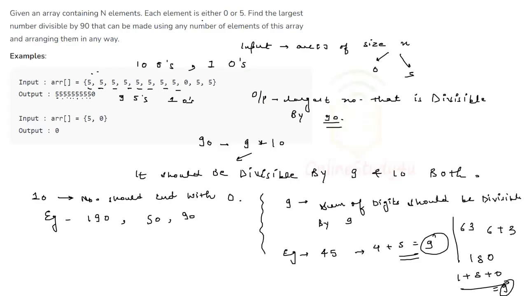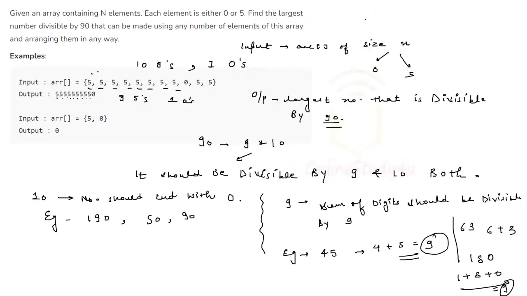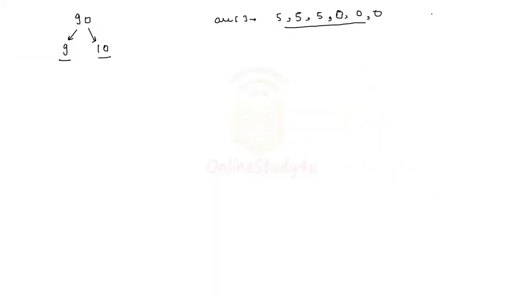Okay. Now let's talk about the question that we have. Suppose in an array we have elements like 5, 5, 5, and then we have 0, 0, 0. Correct? This is the number.